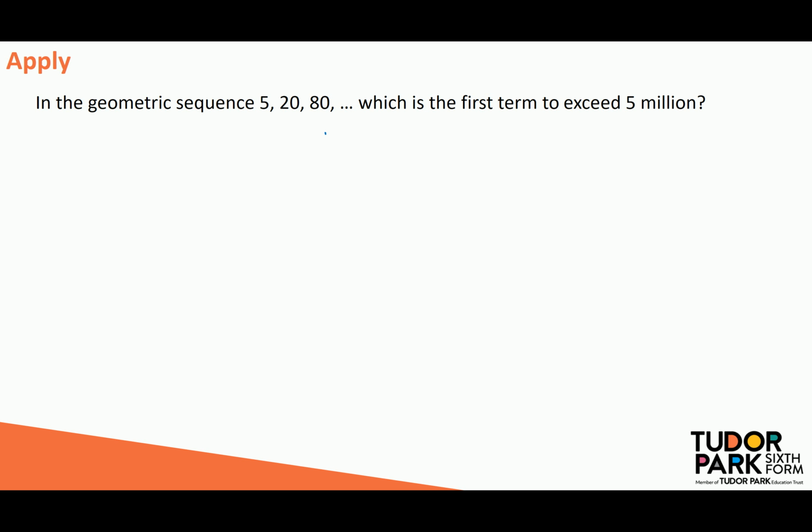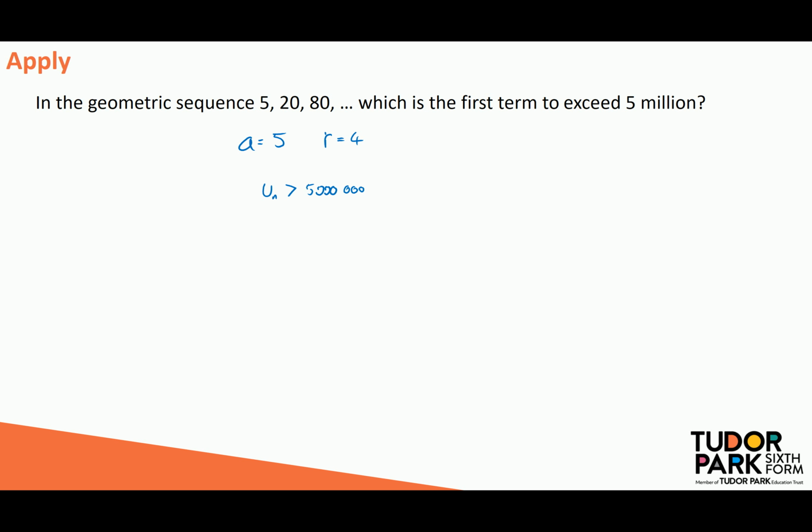In the last question, we're going to look at a sequence 5, 20, 80, in which is the first term to exceed 5 million. So just a different phraseology, but again similar to other questions that we've looked at, where now we've just got a different unknown to look for. The first term in this sequence is going to be 5, and the common ratio is going to be 4. What am I looking for? I'm looking for when u n exceeds 5 million. So when that's greater than 5 million.